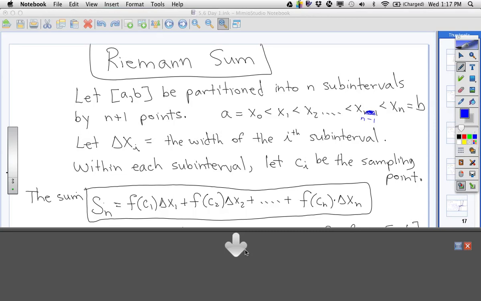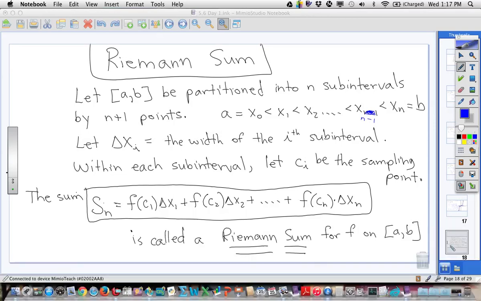We add those up. This sum is called a Riemann sum for that function on the interval AB. So that thing we were just writing out, the L4, R4, M4 that we wrote out, those are called Riemann sums. Finding rectangle areas.